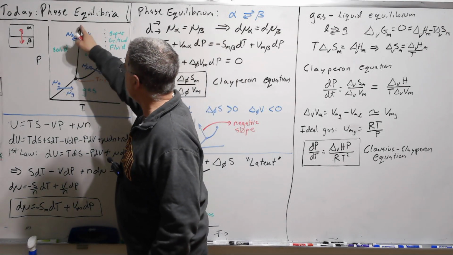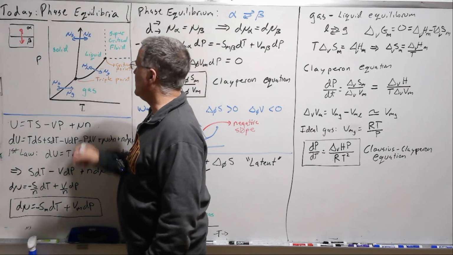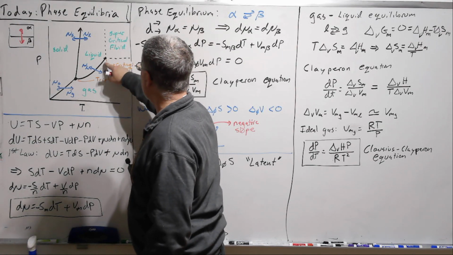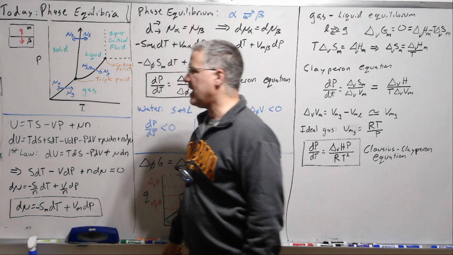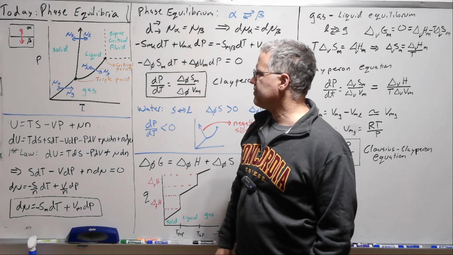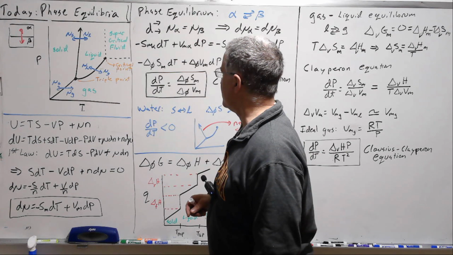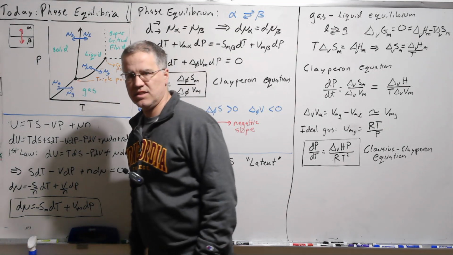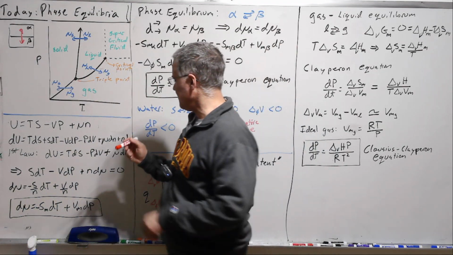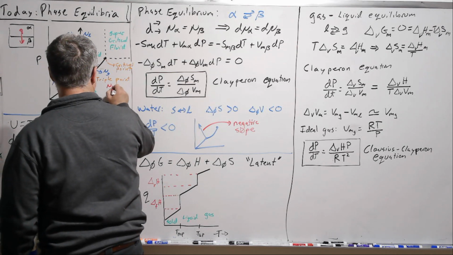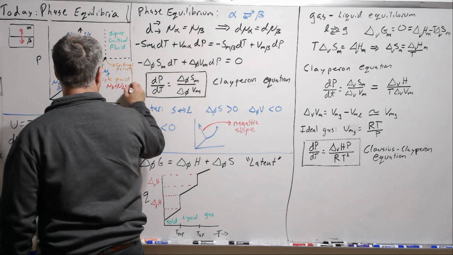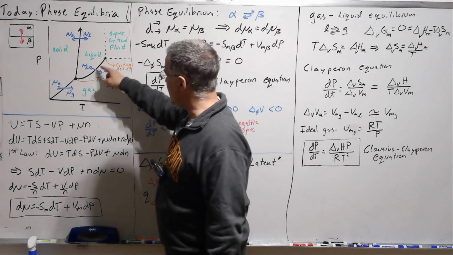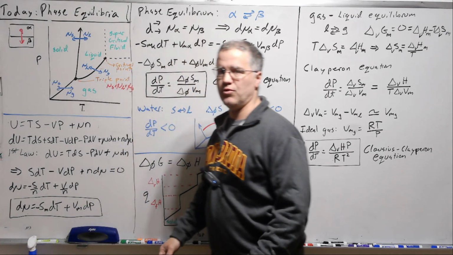This line goes off to infinity, and this is solid to liquid, so that would represent melting and freezing. And then this line terminates here, and it represents the liquid-gas equilibrium, which would be condensation and evaporation. There's a couple of important points. This is called the triple point, where all three of these come together, and that is the one special case where mu solid equals mu liquid equals mu gas. So all three phases are in equilibrium. And then this line actually terminates at what's called a critical point.